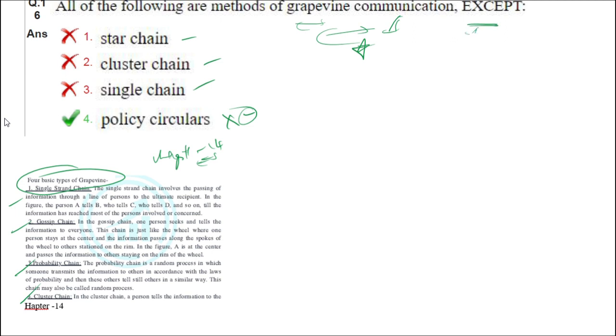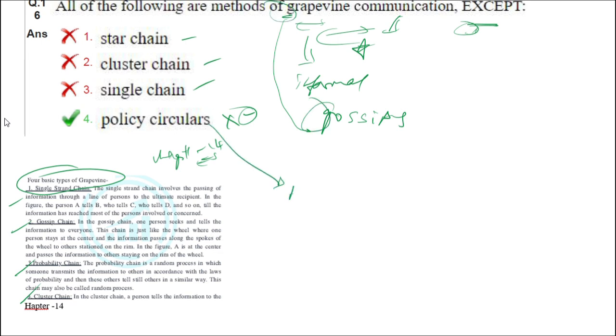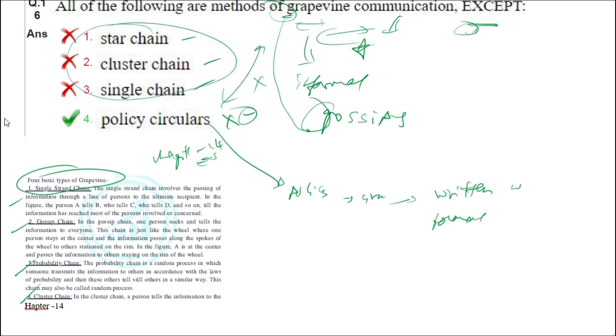Grapevine is an informal communication like gossiping. So you can remember that whenever it is grapevine, it is gossiping, so it's informal communication. Whereas if you know the definition of policies and circulars, they are written documents, so they are a formal means of communication, whereas grapevine is informal. If you know this, you can directly answer the question even without knowing the types. That is how knowing the definition will help you arrive at the right answer.